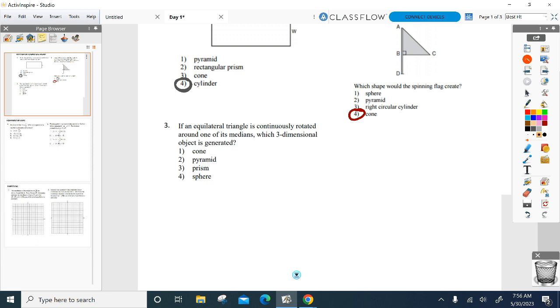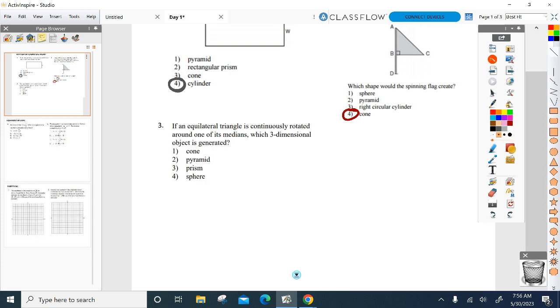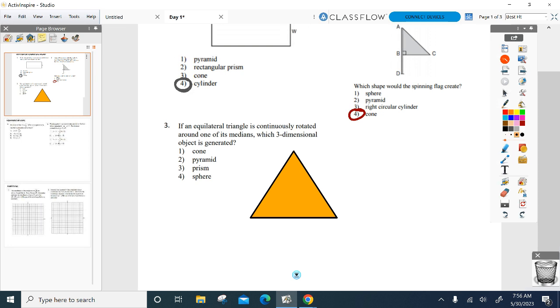And we got a little vocabulary term we got to talk about here. An equilateral triangle is rotated around its median. What three-dimensional object? Real quick, since we are reviewing, even though most of you can answer this without even knowing, I still want to review it. Equilateral, what do you know? Let's go through. Equilateral. All sides are equal. And?